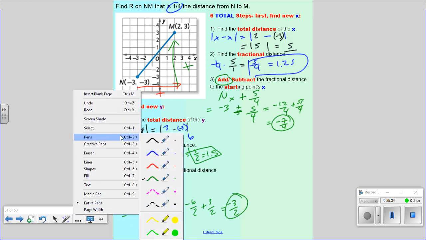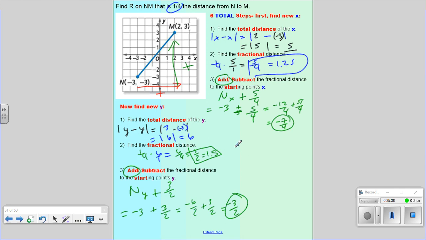Last little tidbit and we're done. Write it as a complete ordered pair. So point R is at negative 7 fourths, comma, negative 3 halves. Ooh, parentheses. So this concludes the notes for this lesson.